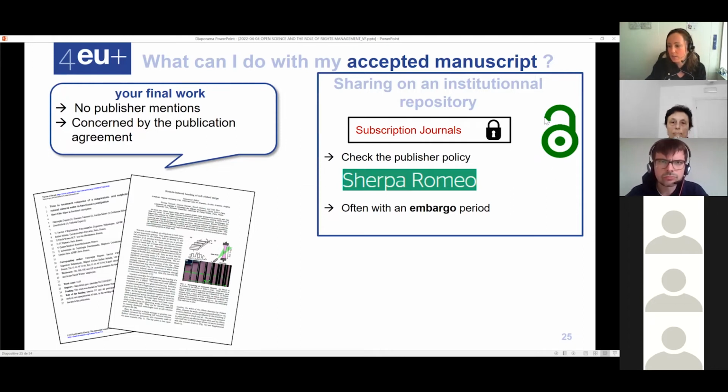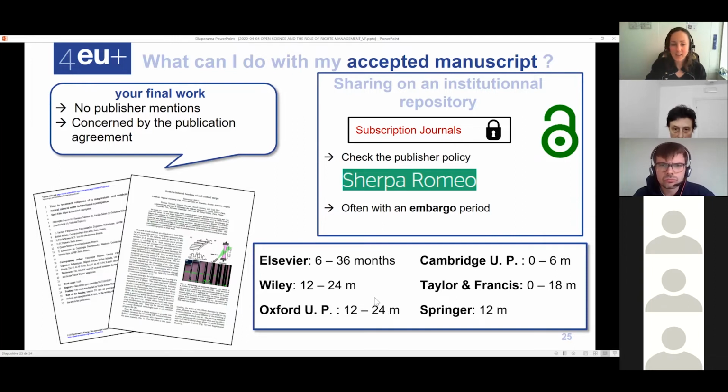We are talking about green open access, which is sharing manuscripts on an institutional repository. Can you do that? Can you not? Do you have to wait some embargo? Again, you can check the publisher website if you have a lot of time and if you like enigmas, or you can go on the Sherpa Romeo website to have some basic information easy to find. General rules, more often you can share your accepted manuscript, but often with an embargo period. You have to wait some time after publication before sharing it.